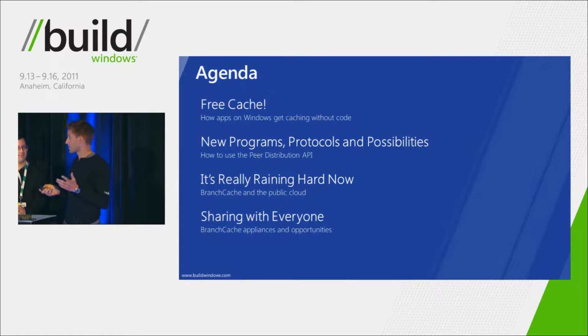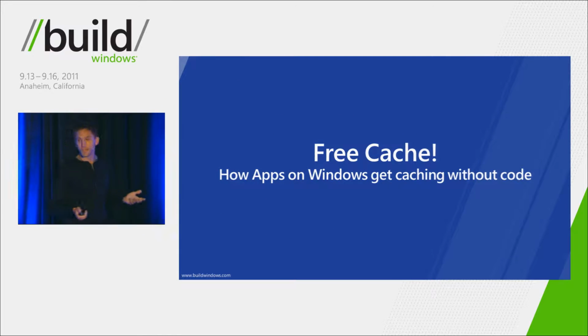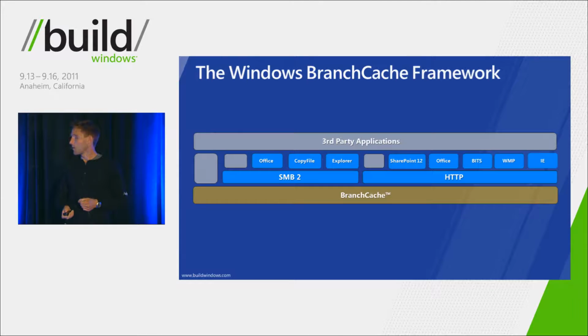Okay, we got 60 minutes. I'm going to jump right into it. I'd love to have time for questions at the end. So the first thing, free cache. How you can get sped up without writing any code at all. Okay, so BranchCache is a platform that we ship in Windows. We put it in Windows for the first time in Server 2008 R2 and Windows 7.